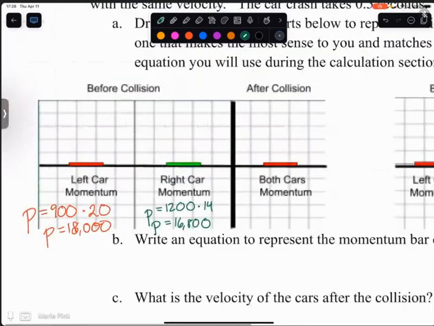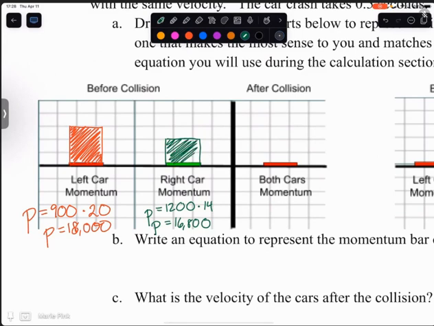All right, so to represent this, I need to make sure that the one on the left is bigger because the momentum is bigger. And I'm just going to arbitrarily make it 3 tall. And the one on the right is 16,800, so I'm going to make it 2 boxes tall. Because the momentum bar charts are meant to be general. They don't have to be exactly, perfectly specific for this particular problem. I'm just looking for which one's bigger, which one's smaller, and which direction it's going. Is it positive or negative?